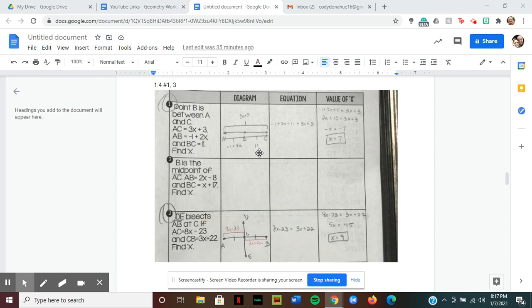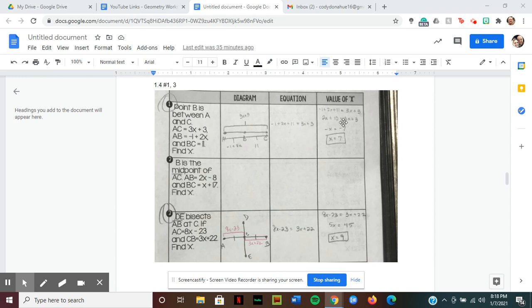Keep in mind the segment addition postulate told us that if I have one big segment and I cut it into two smaller segments, then the lengths of the two smaller segments, when I add them together, will equal the length of the whole. So that's how I set up my equation up here. One little piece is negative 1 plus 2x. I put it right there. My other little piece, 11, I put it right there. So I add those together, and I set them equal to 3x plus 3. And that's going to be my equation.